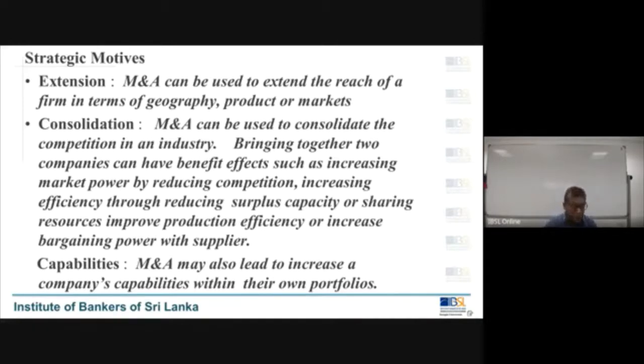Then consolidation, the second one: consolidate the competition in an industry. Suppose we go for a company that has higher market power; you can reduce the competition, and you can also improve your efficiency through the consolidation. That is a strategic motive. You can eliminate your competition, and you can make use of that company which has spread that brand. Companies can benefit from increasing market power by reducing competition.